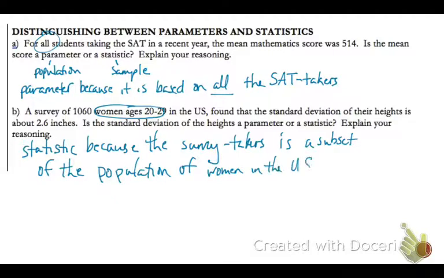All right. So again, a parameter describes an entire population, and it's a numerical description. A statistic just describes a sample. So now do the independent practice, and then come back and pause the video, do the independent practice, and then come back and check your answers.